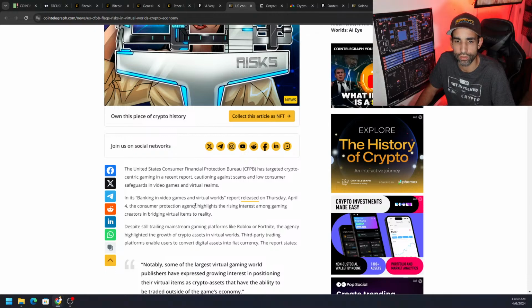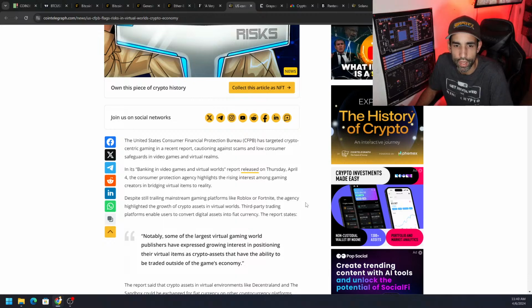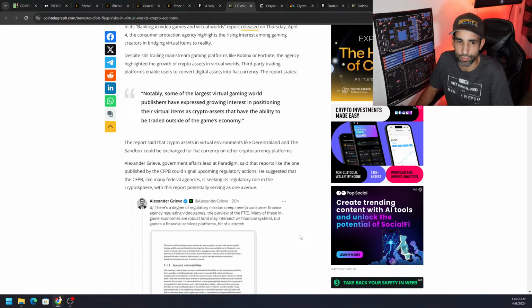The Consumer Protection Agency highlighted the risk of interest among gaming creators in bridging virtual items to reality. Despite still trailing mainstream gaming platforms like Roblox and Fortnite, the agency highlighted the growth of crypto assets in virtual worlds. Third-party trading platforms enable users to convert digital assets into fiat currency. Notably, some of the largest virtual game world publishers have expressed growing interest in positioning their virtual items as crypto assets that have the ability to be traded outside the game's economy.